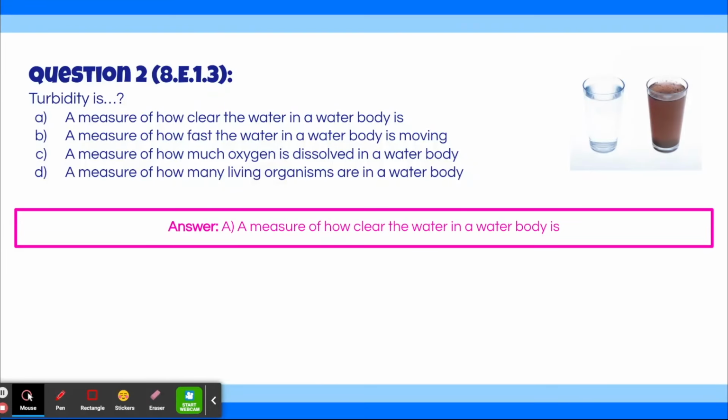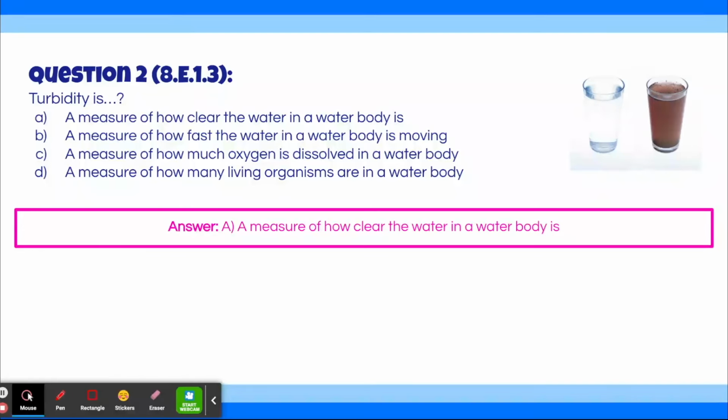So, turbidity is a measure of how clear the water in a water body is. Obviously, we want our drinking water and the water we use to be as clear as possible. We wouldn't want dirt and dissolved solids and other unhealthy stuff floating around in it. This is why turbidity is important. Just from a glance at a cup of water, we can instantly tell if it's bad water just by looking at the color. If your water is brown, you'd assume that there's something dissolved in it.